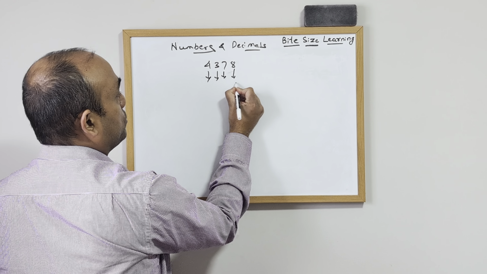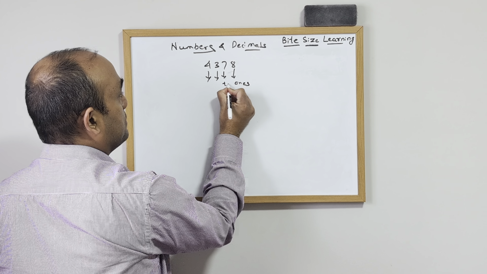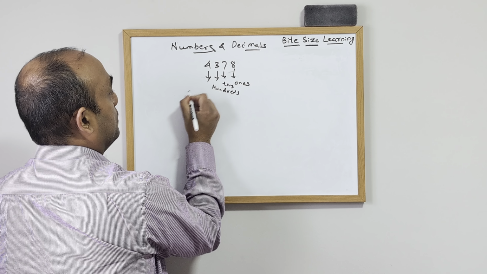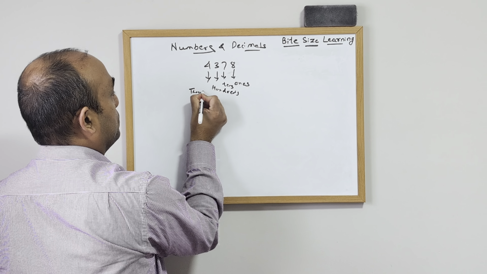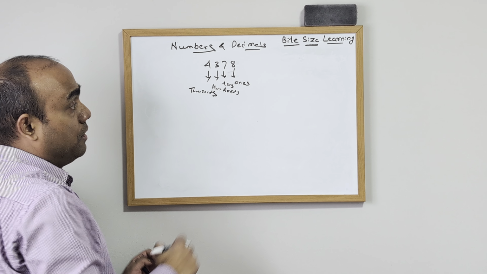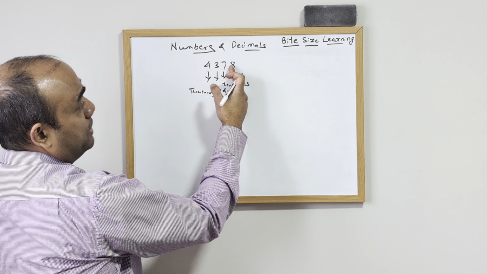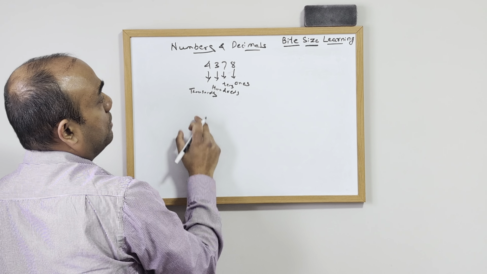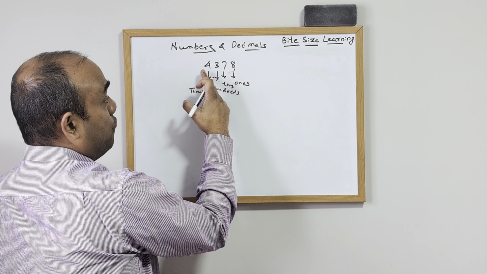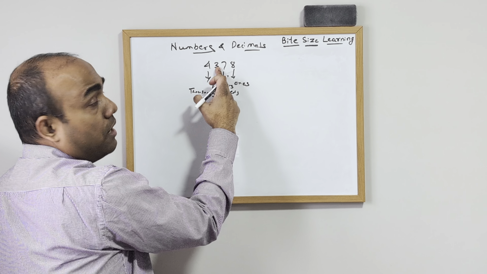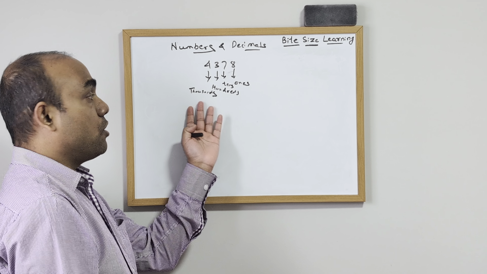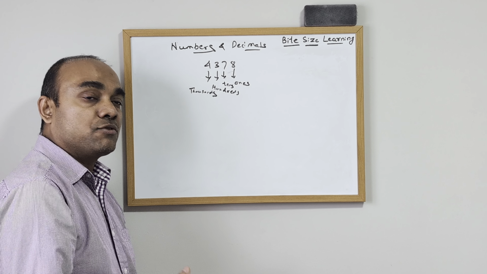So these positions are called ones, tens, hundreds, thousands, right? Ones, tens, hundreds, thousands. So when you explain a 4-digit number in words, it is 4,378, right? So that is how you mention the place value of a number.